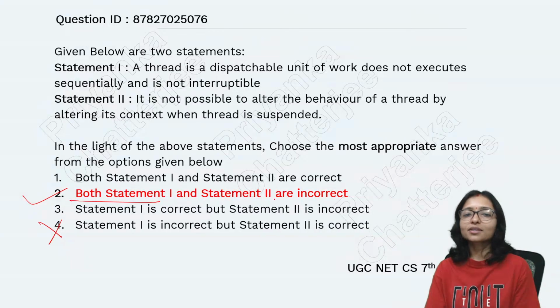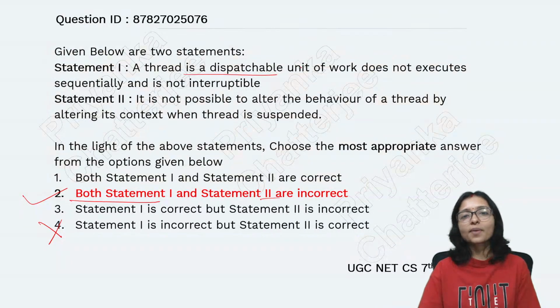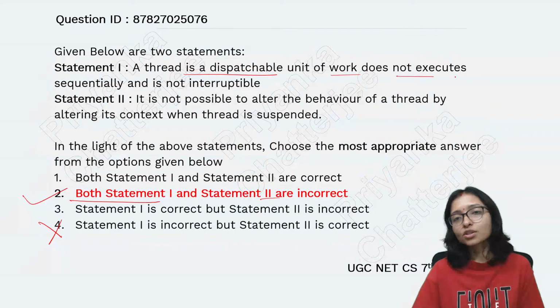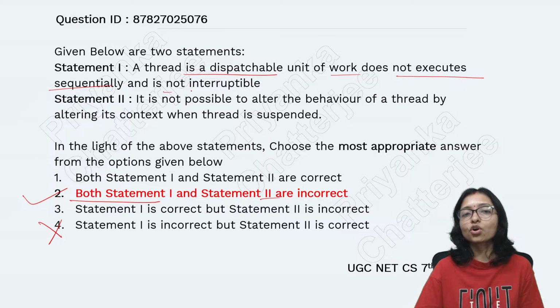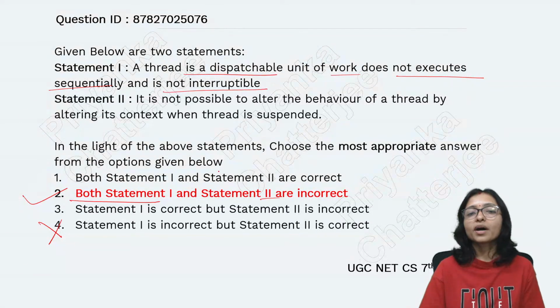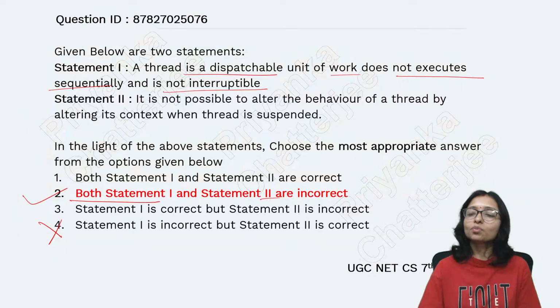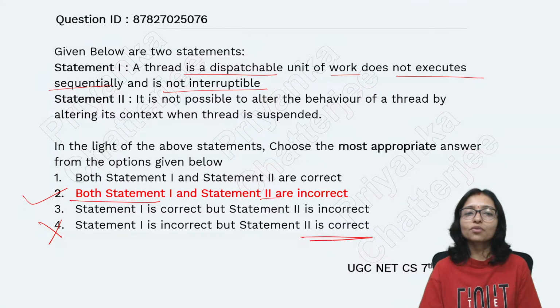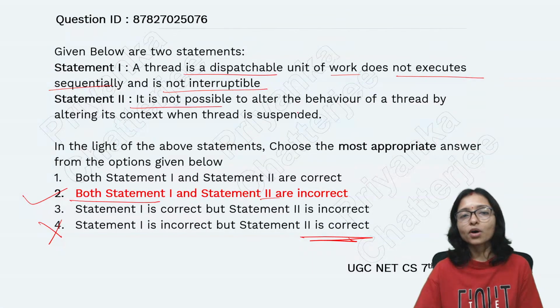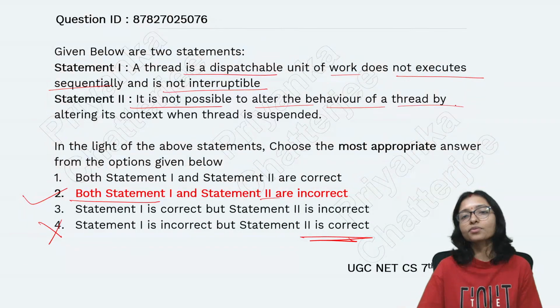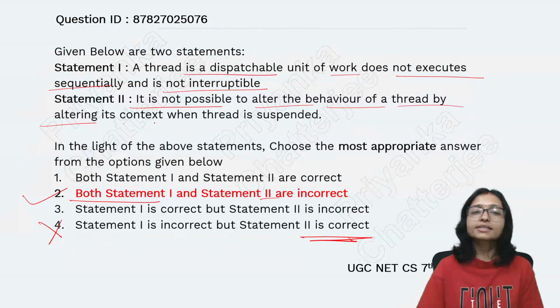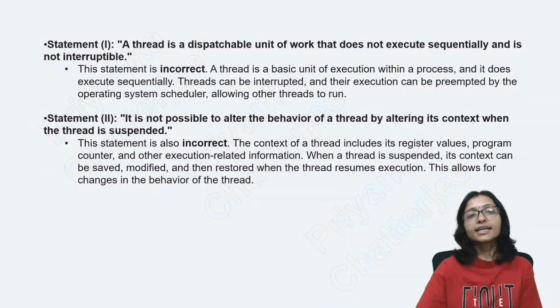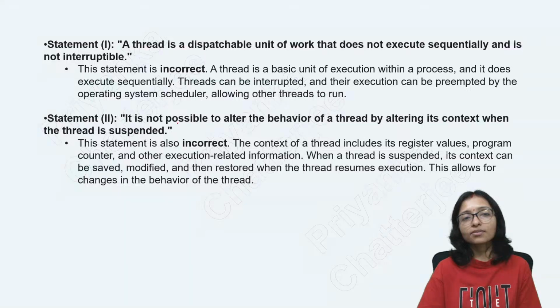Statement 1 is true and statement 2 is false. The thread is a dispatchable unit of work, does not execute sequentially and is not interruptible. This one, statement 1 and statement 2, both are incorrect. Why are you thinking it is correct? Most of you are thinking that it is not possible to alter the behavior of the thread by altering its context when the thread is suspended. It is false because it is possible. Here it was given that it is not possible.